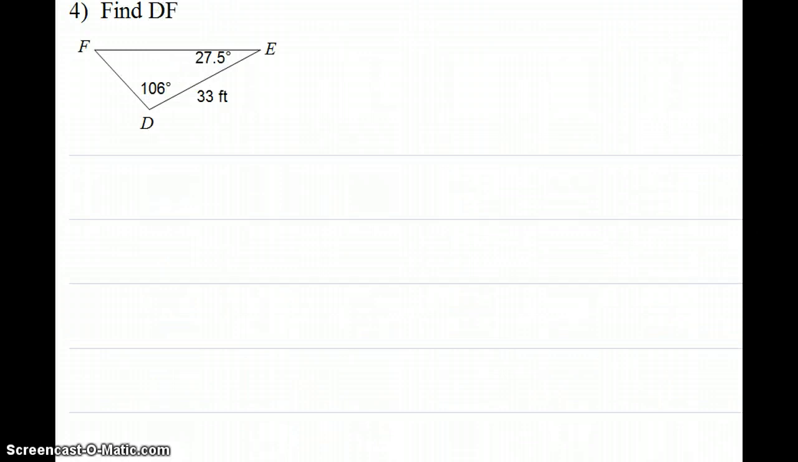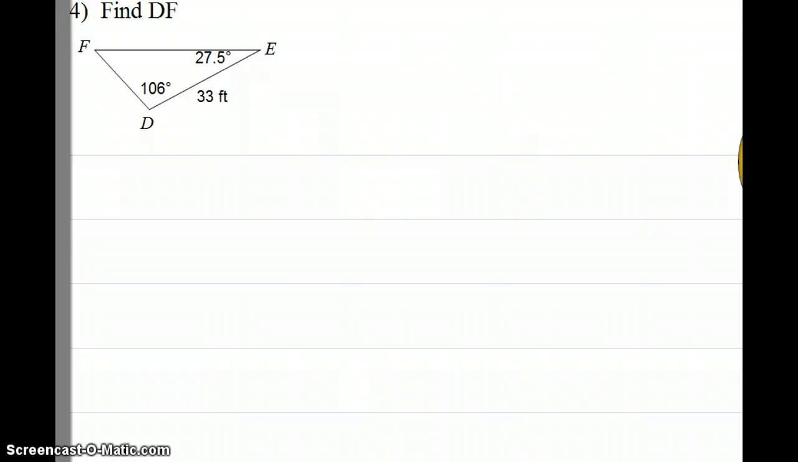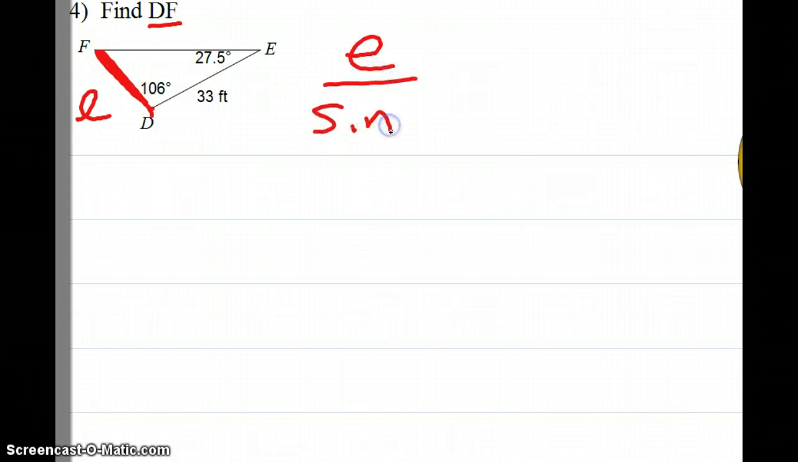I'm going to do one more example with you with a DEF triangle. We want to find a side. This time we want to find DF. So I would label this E. And let's again see if we can set up the law of sines so that we have enough information. So E is proportional to angle E. And we're given 106, but we don't know anything about this leg. We do know something about the 33 leg.